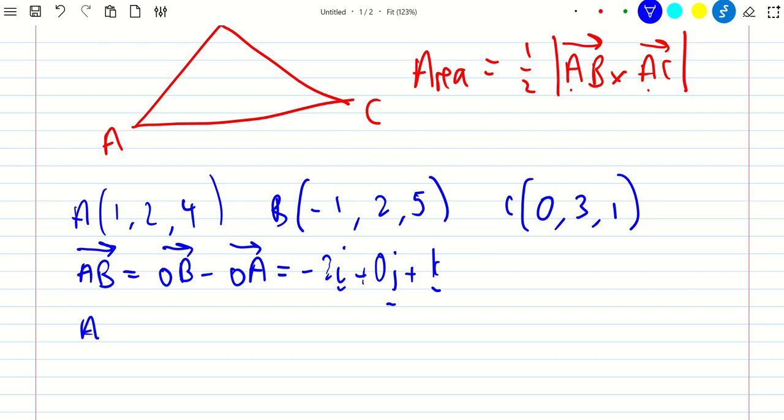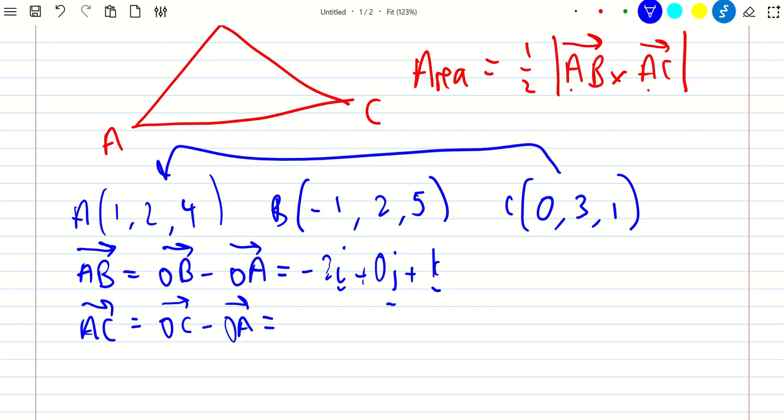And then if we have AC, AC is OC take away OA. Same thing, we're going to have C take away A. 0 take away 1, so that's -I. And then 3 take away 2, so that's plus J, and then 1 take away 4, so that's -3K. Okay, so there we've got it. We've got AB and we've got AC.